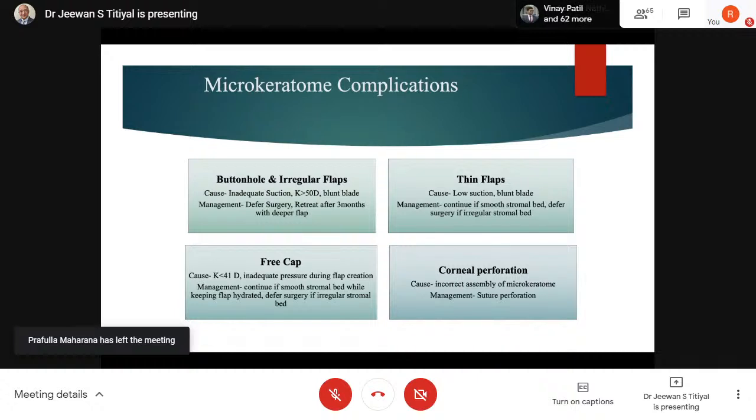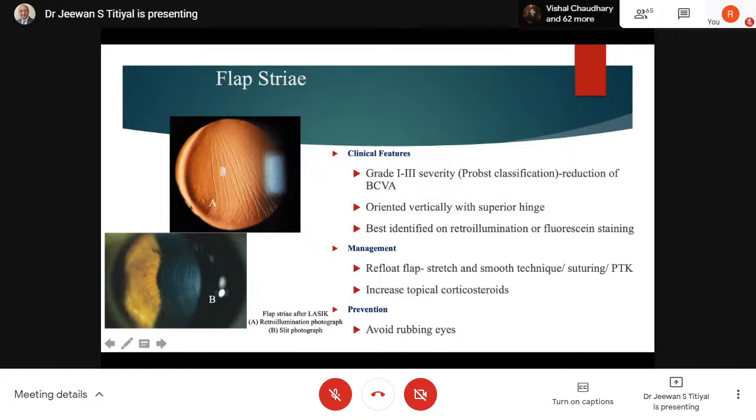Perforation is very rare. I have not personally seen any perforation happening with the keratome or femtosecond flap making. This is a very common picture and commonly seen after both femtosecond and microkeratome flap making.